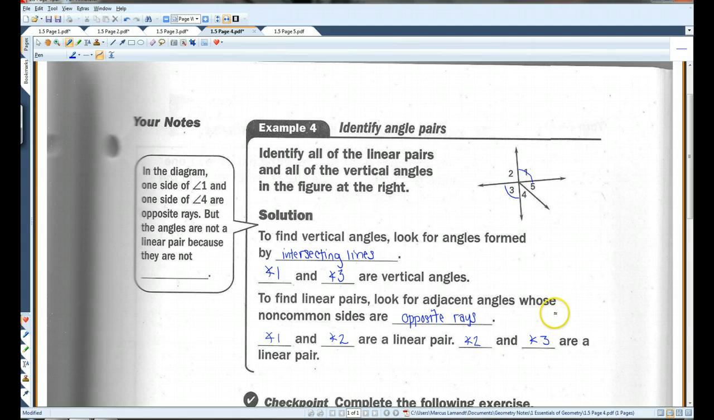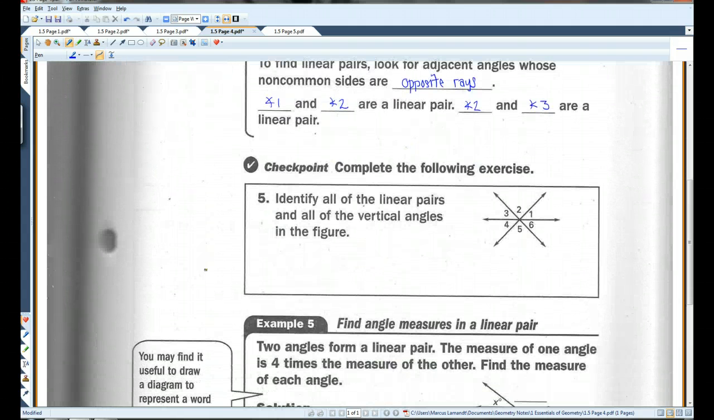Okay. Now, in the diagram, one side of angle 1 and one side of angle 4 are opposite rays, but the angles are not a linear pair because they are not adjacent. Remember, adjacent means attached, and the angles have to be adjacent in order to be a linear pair. Alright, you can pause the video here and try this one.